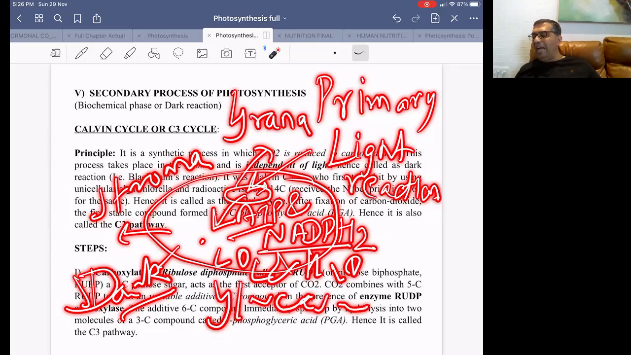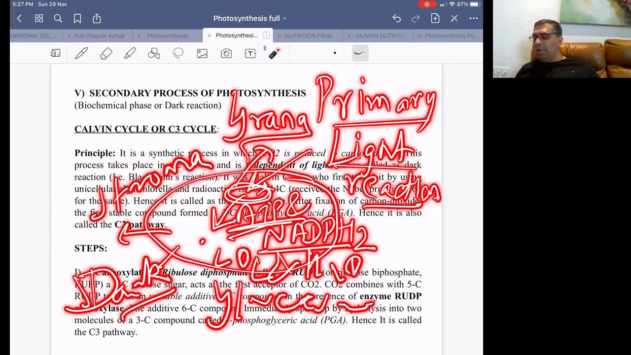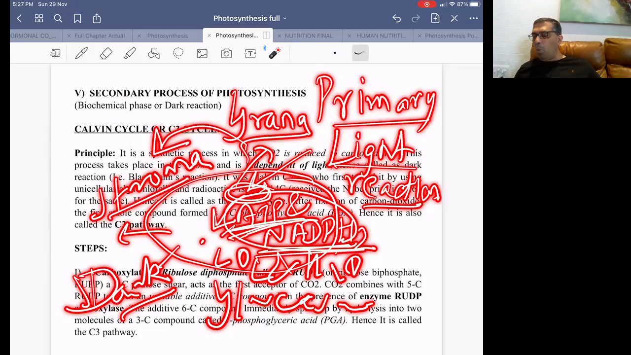So, where does light reaction take place? In the grana, and that is called primary process. What is formed inside the grana by light reaction? ATP and NADPH2. And where do ATP and NADPH2 go from grana? They will move into the stroma. And in the stroma, what will ATP and NADPH2 combine with? Carbon dioxide and water.